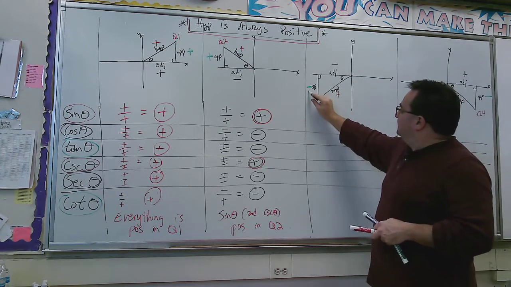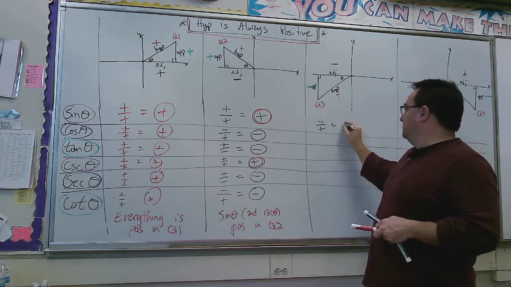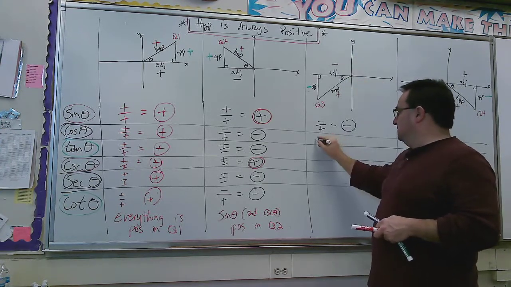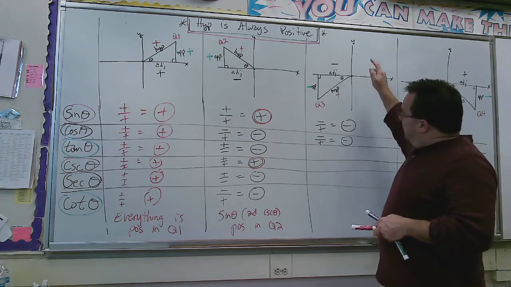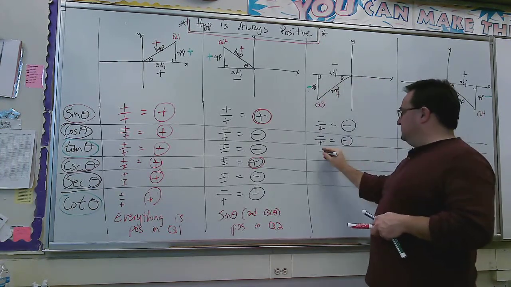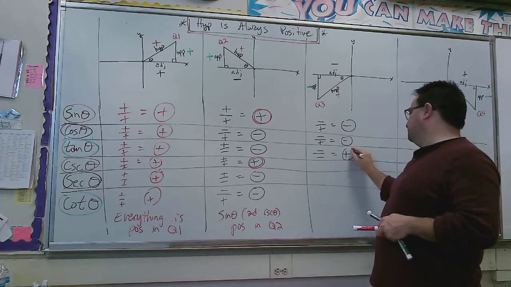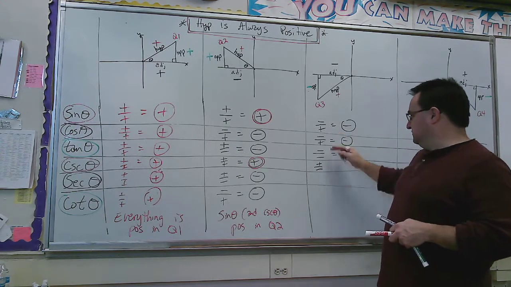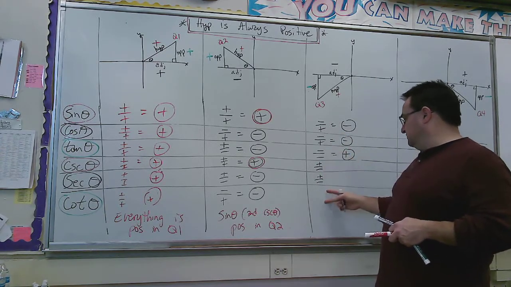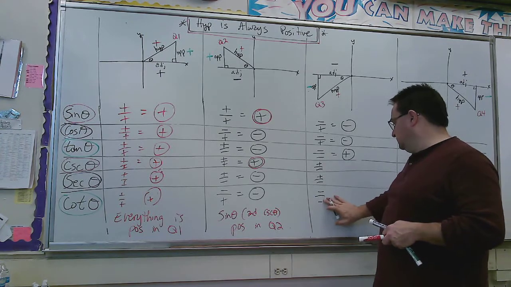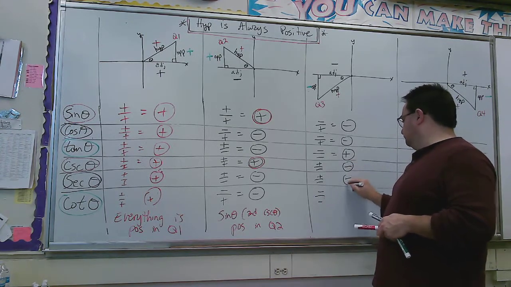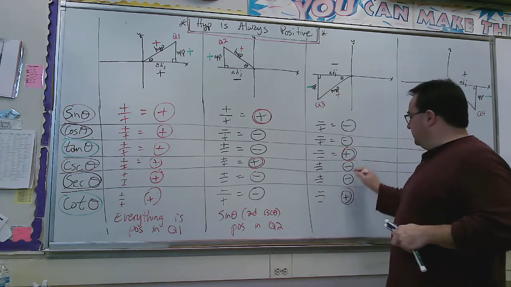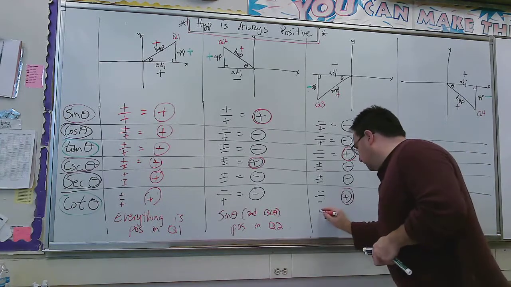What about Q3? Sine is opposite over hypotenuse. That's negative. Cosine is adjacent over hypotenuse. That's negative. Tangent is opposite over adjacent. A minus over a minus is a plus. Then I have the reciprocal of this, the reciprocal of this, and the reciprocal of this. So in quadrant 3, I see the tangent and its reciprocal.